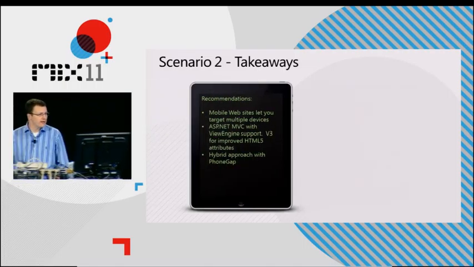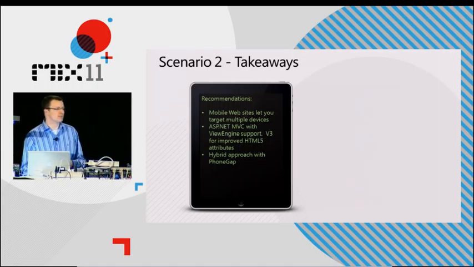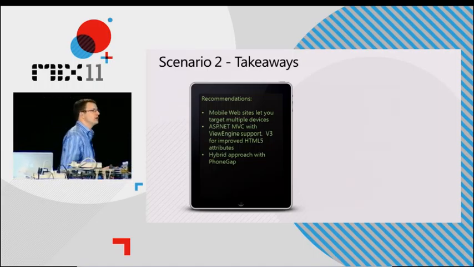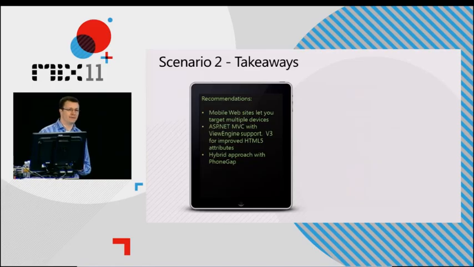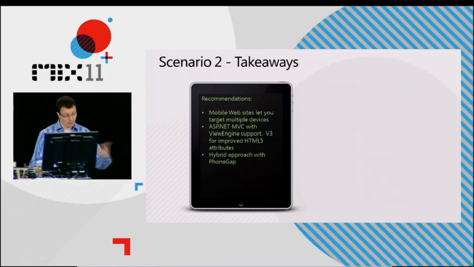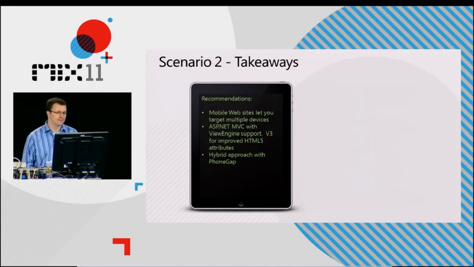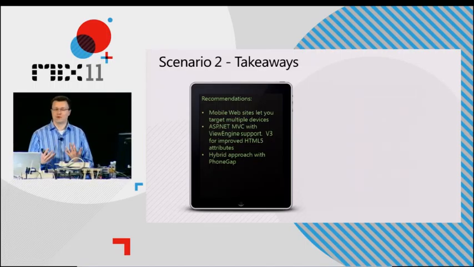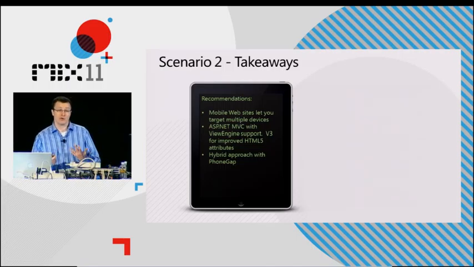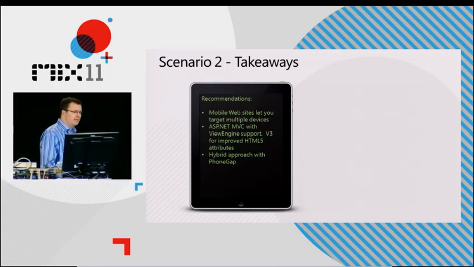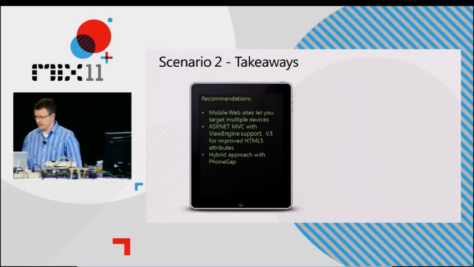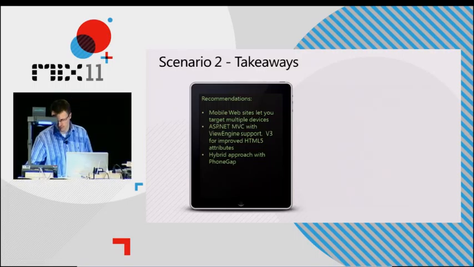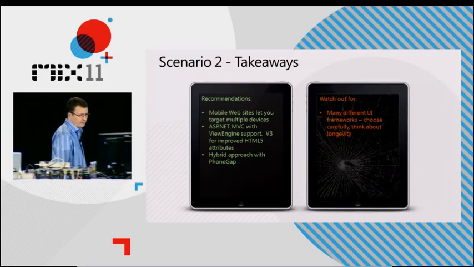So scenario 2 takeaways. Mobile websites let you target multiple devices, of course. Even with jQuery Mobile, there's a lot of native rendering or native-looking rendering for both iPhone and Android, as well as Windows Phone 7 as of the last release. With ASP.NET MVC, you saw the View Engine support for deciding what the routing looks like. Certainly, the recommendation is to use MVC 3 because it has support for improved HTML5 attributes. And as we'll see, hopefully in a few seconds with the demo, we get a good hybrid approach with PhoneGap.